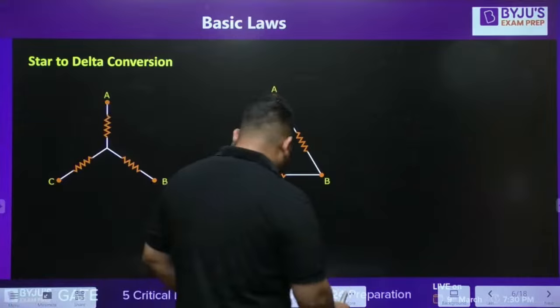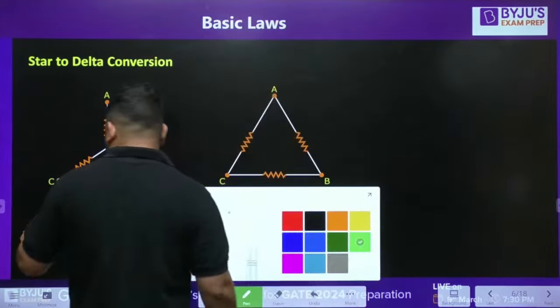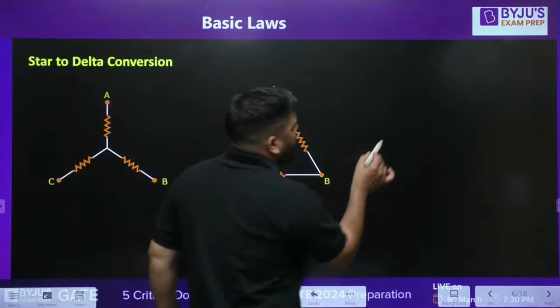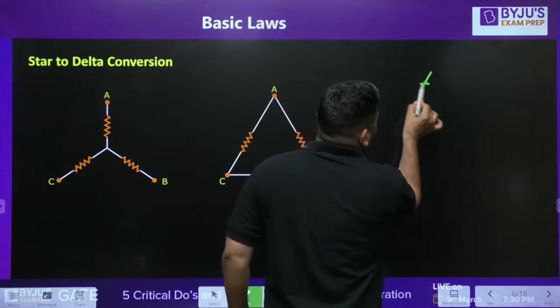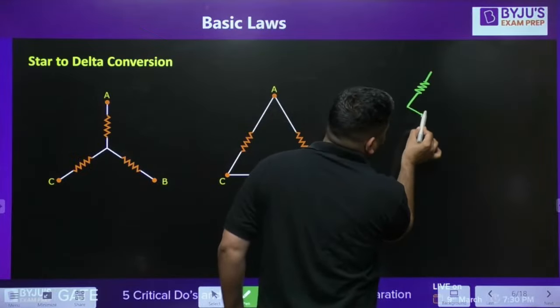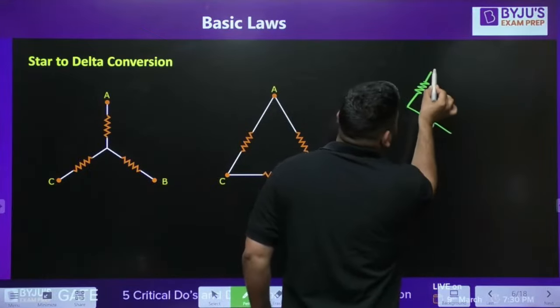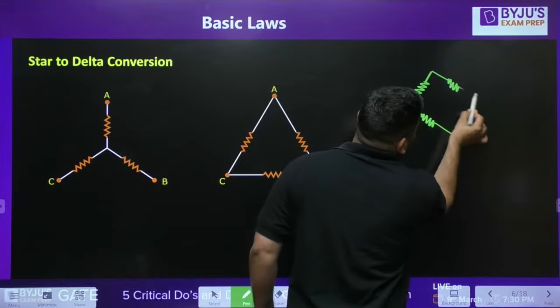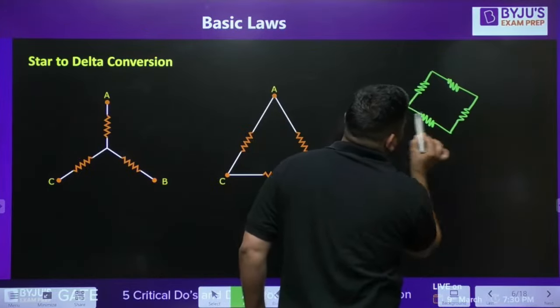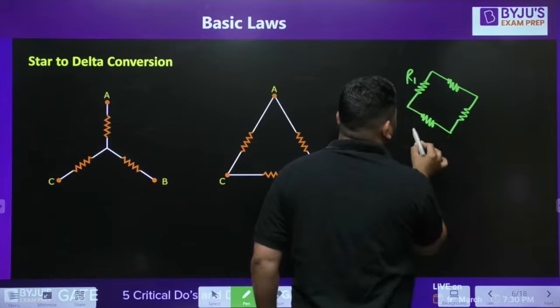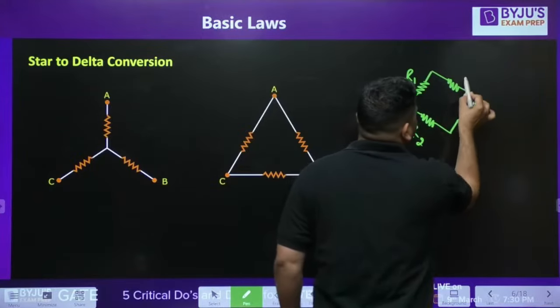In the last class I told you something about the bridge. Let's say you have a bridge like this. There is a bridge and the bridge is like this. Let's say this is R1, R2, R3, R4.